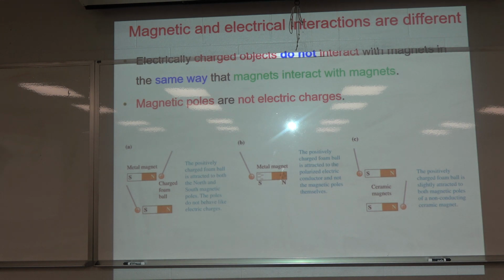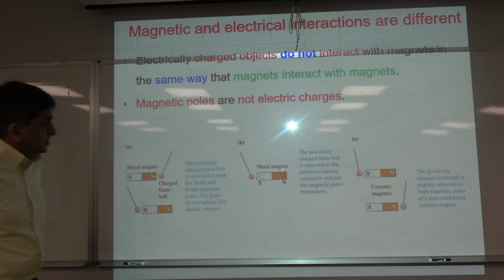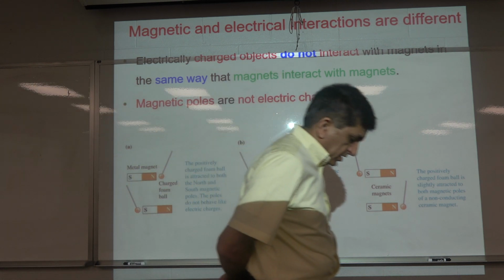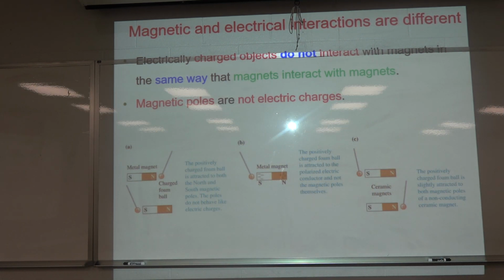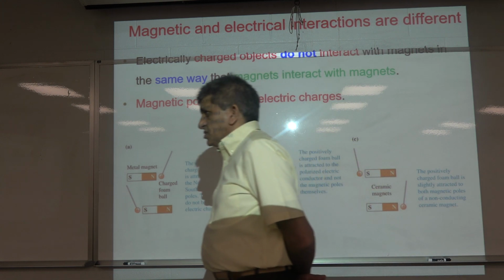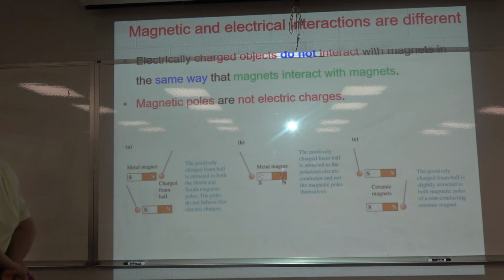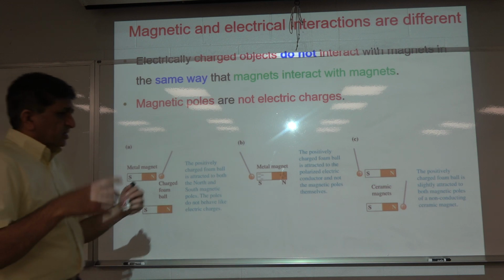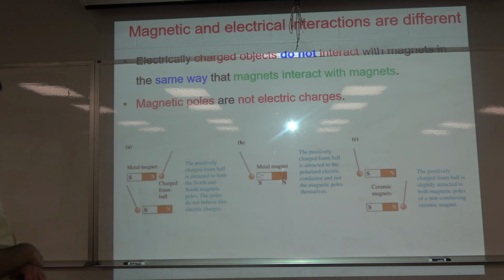Now, how about the connection between electric charges and the magnetic field, or the magnets? Electrically charged objects do not interact with the magnets in the same way as the magnets interact with each other. So this is a very interesting phenomenon.